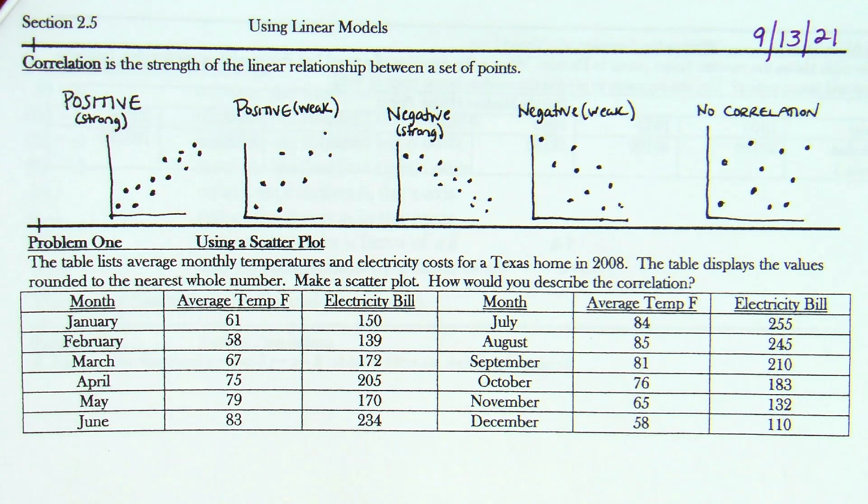Okay, so lesson 2.5 is using linear models. Now, if you're saying, whoa, wait, how does this relate? It very much relates because the first half of chapter 2 was all about linear equations. You know, y equals mx plus b. So slope, intercept, point, slope. All of what we did was about linear equations. Now, what we're looking at today is using linear models.